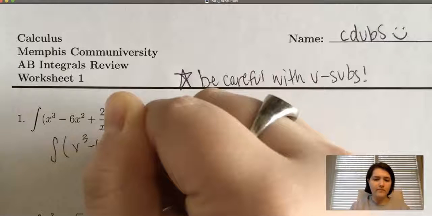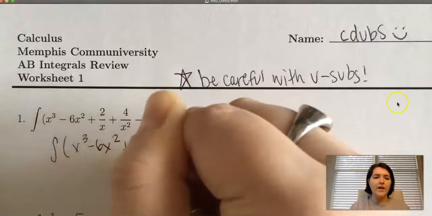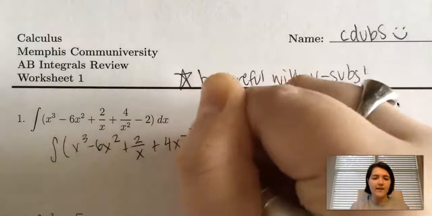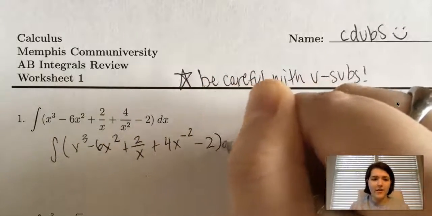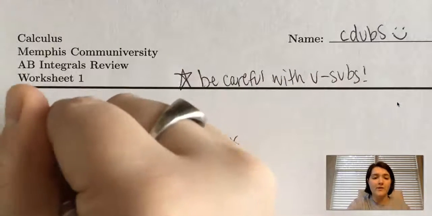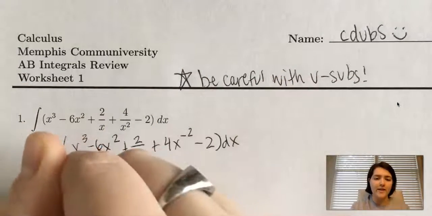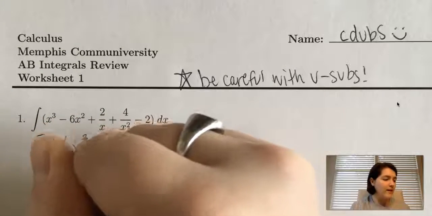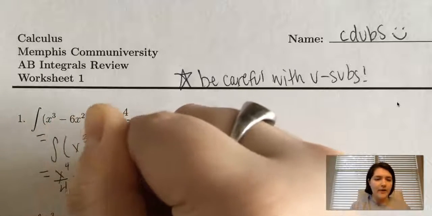Okay. So here I am just rewriting the problem and making it easier so that when we actually do take the antiderivative, it'll just be easier. So I'm keeping everything, but then for the 4 over x squared, I changed it to 4 times x to the negative 2 so that the power rule is easier when we get there. And then now we're just doing the problem.